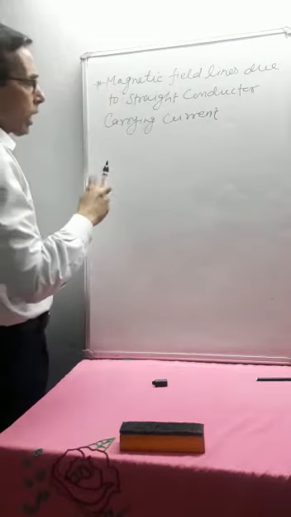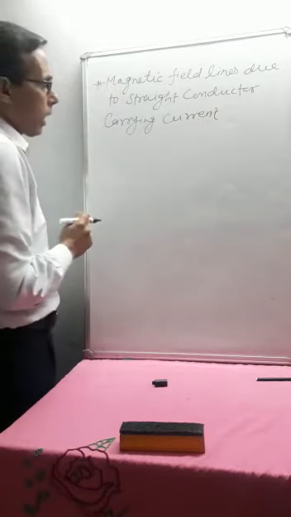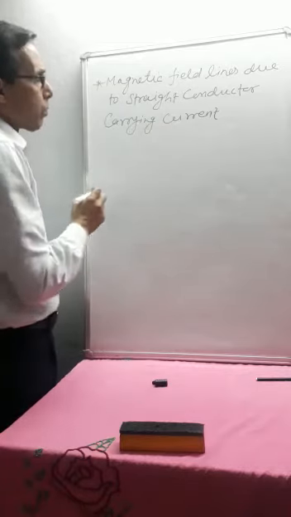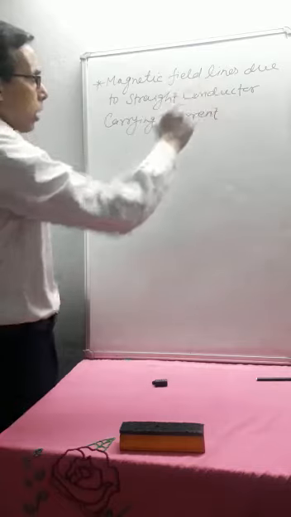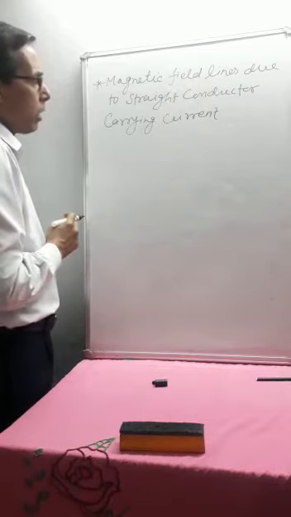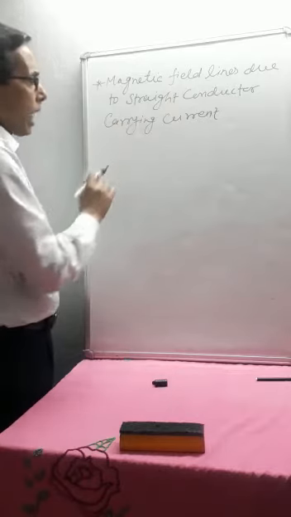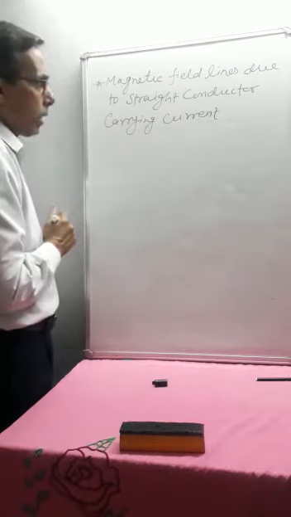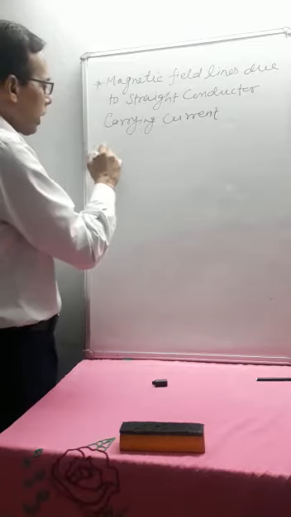This means when current flows through a straight conductor, magnetic field lines will be produced around the conductor. Now how do you find out the direction? We can find out the direction of magnetic field lines by the right hand thumb rule. So first we do one activity.